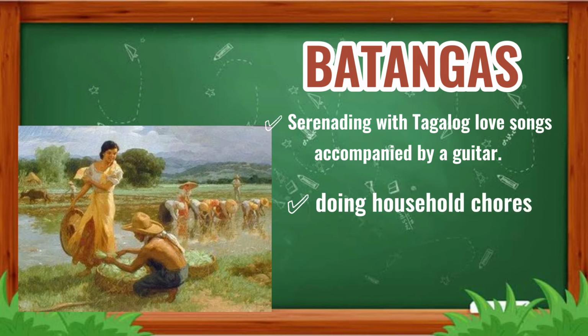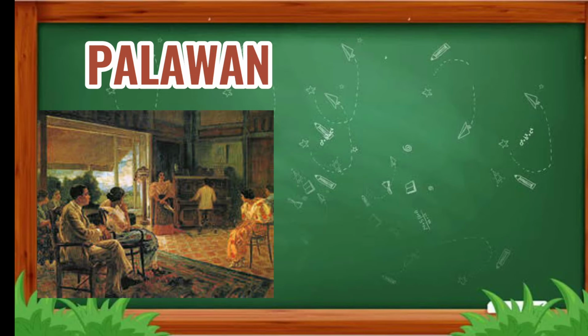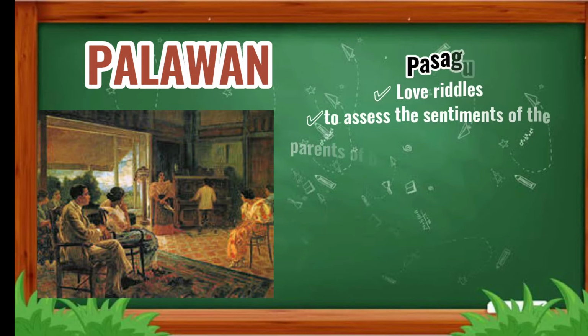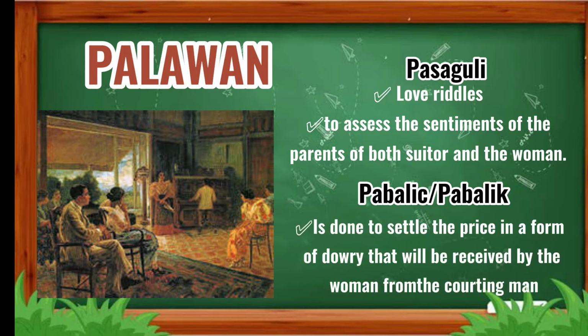When a visitor visits the woman in her home, he is obliged to pay respect to the woman's parents by saying mano po. In Palawan, they perform courtship with love riddles or pasaguli. The purpose of the love riddles is to assess the sentiments of the parents of both the suitor and the woman. After this, pabalik is done to settle the price in the form of a dowry that will be received by the woman from the courting man.